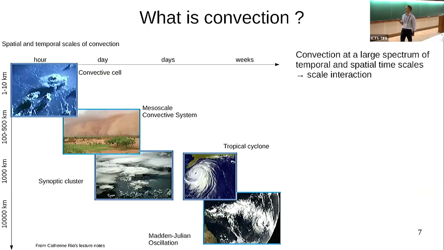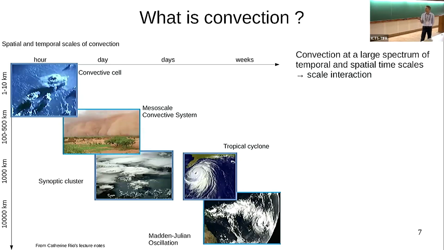I think when we think about convection, we have to keep in mind that there's a huge spectrum of temporal and spatial scales involved. I like to think about it at the scale of a few kilometers and maybe half an hour, maybe an hour, for just a cumulonimbus. This is just the pure convection, but it can grow to mesoscale convective systems that would be several hundreds of kilometers and could live for a few days. Then you can grow it further, like synoptic clusters or tropical cyclones that would last for many days and be as large as 1,000 kilometers.